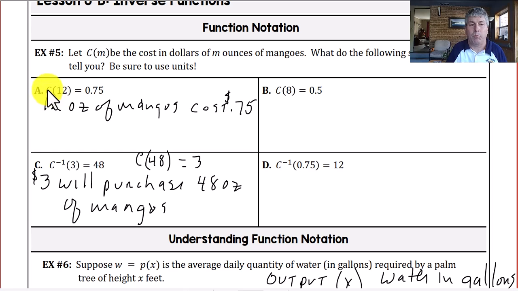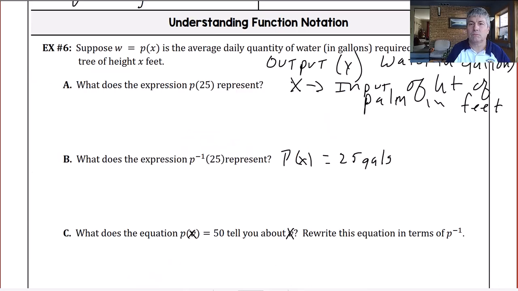Whereas in problem A, it's like, well, I bought 12 ounces of mangoes, so now I got to pay 75 cents. So a little bit like the converse back from your geometry days. Order does matter here. In example 6, we're going to explore W equals P of X.